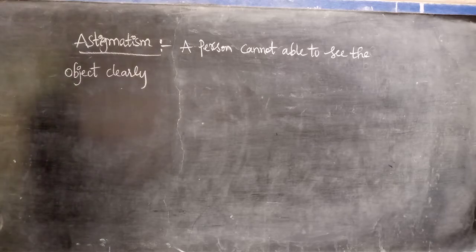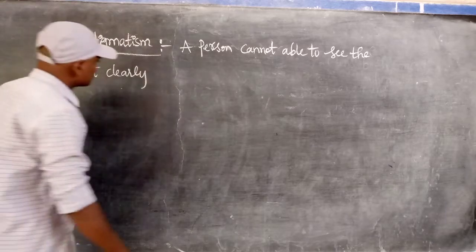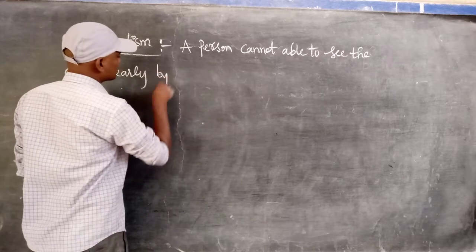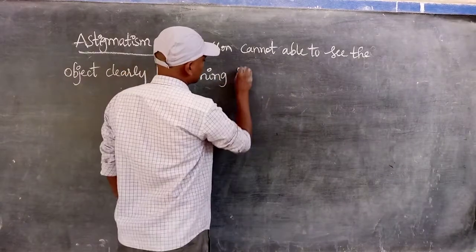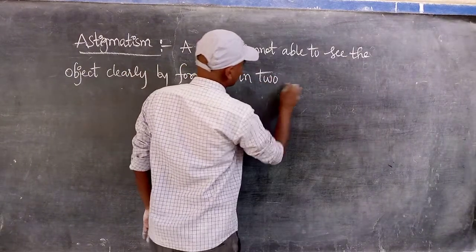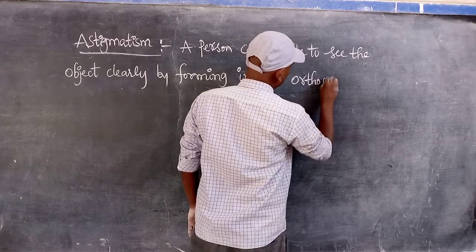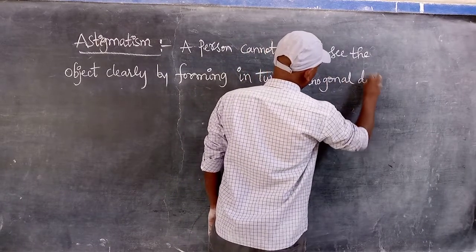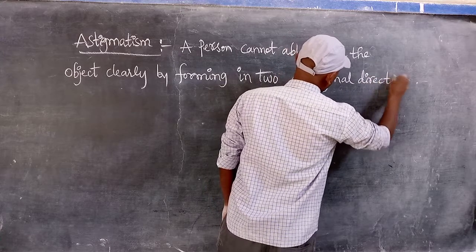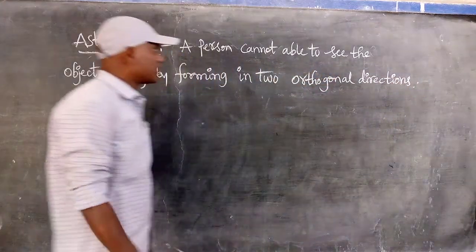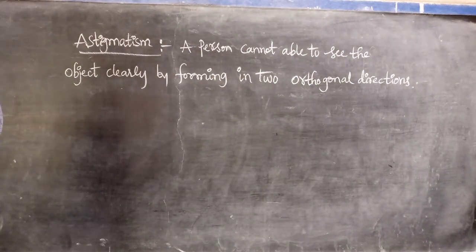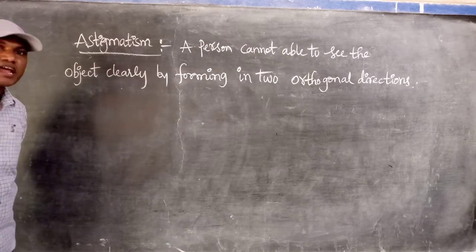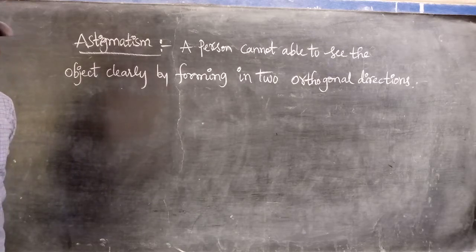A person cannot see objects clearly because images form in two orthogonal directions. These two orthogonal directions are different. They are not in the same place; they are formed at different positions.